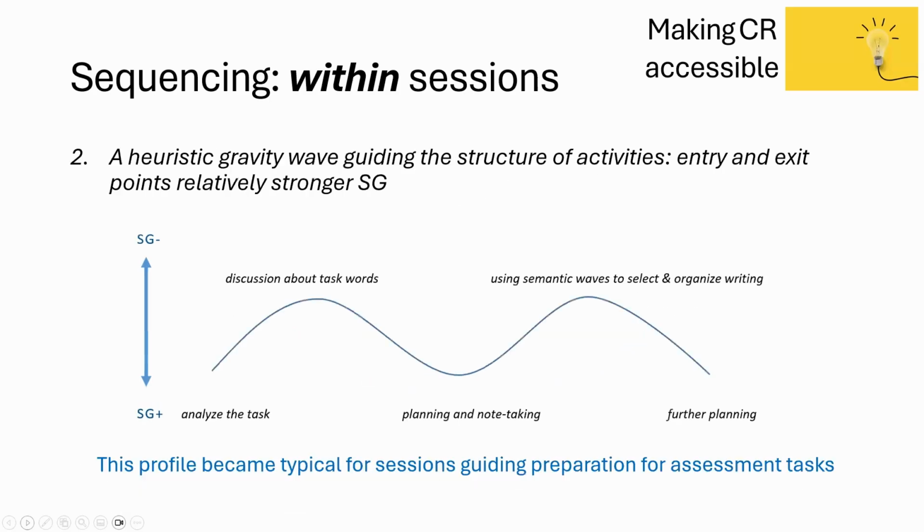The second one that was quite prominent was where I had a much lower entry point. So here we would often start straight away with, okay, let's look at the task. And then we might weaken the gravity by talking more generally about different types of task words and what they might mean. Then we would go back into the task at hand, look at the plan, talk about planning and note taking, and then weaken it again to say, how can we use waves to select and organize what we're writing about? And then going back into the task at hand and saying, how can you draw on this to improve your planning as well?